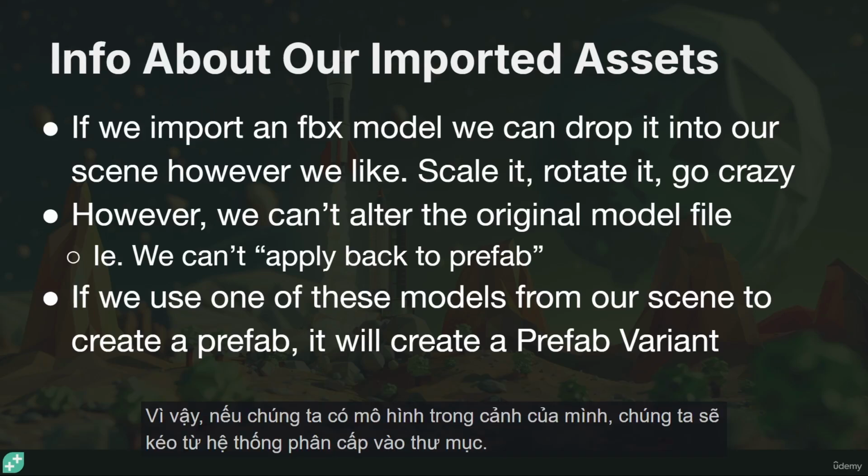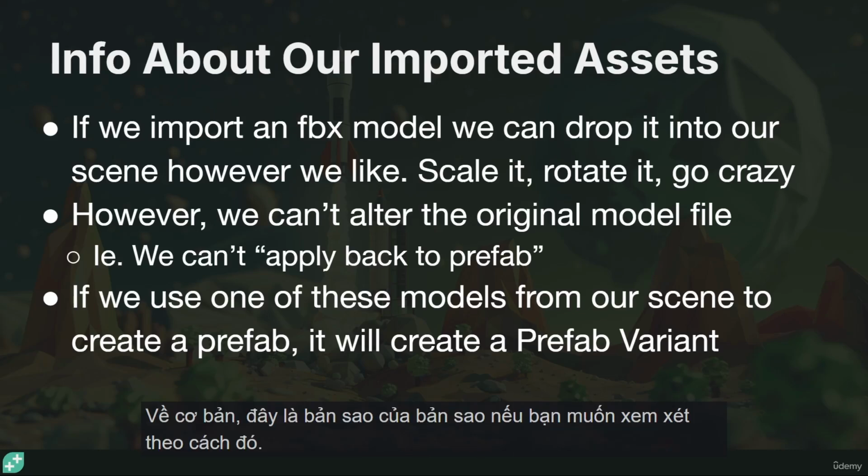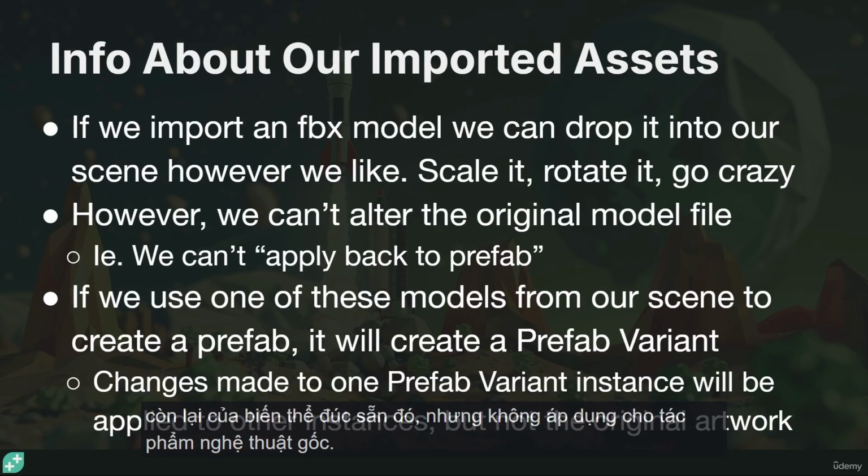So if we've got the model in our scene, we drag from our hierarchy into our directory, it will create a prefab variant. I'm not going to go into a lot of depth about prefab variants. They're pretty cool. Basically, it's a copy of a copy, if you want to look at it that way. And now with the prefab variant, any changes we make to one prefab variant instance will be applied to the other instance of that prefab variant, but not to the original artwork.